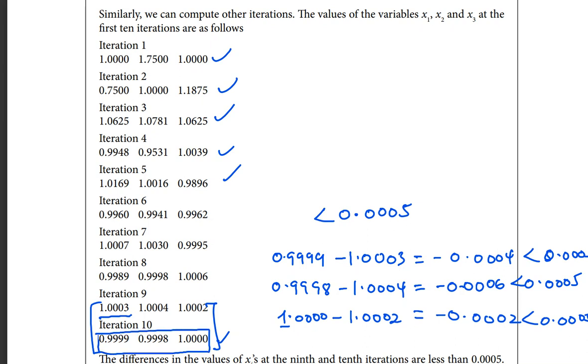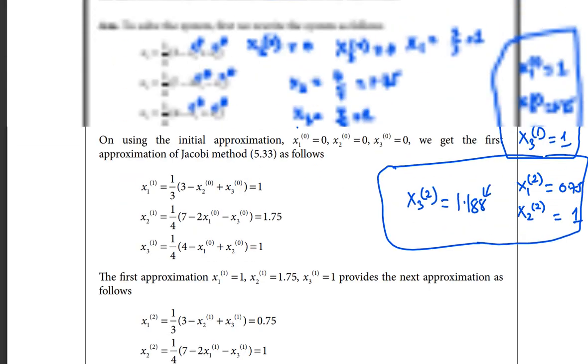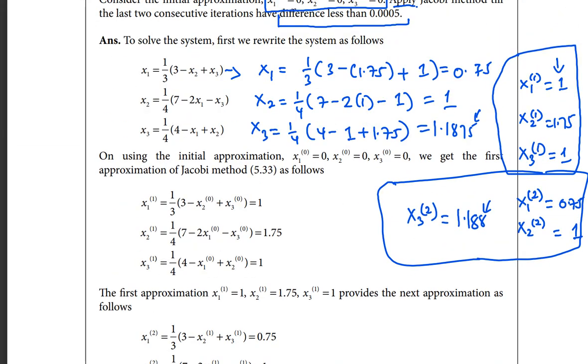So if you actually pick these values and then substitute them into the equations, you'll be getting values that are closer to the right hand side values, right? So we have 0.9999 and then 0.9998. Okay, so let's try that. We have x1 to be 0.9999, and then x2 to be 0.9998, and then x3 to be equal to 1.0000.